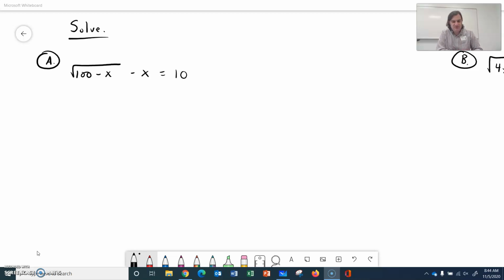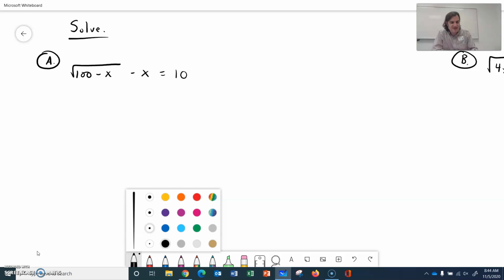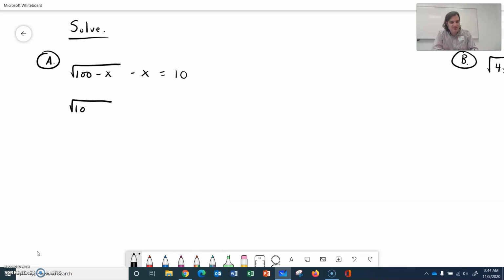So if you'll remember everything I've told you, the first thing to do is to get that root by itself. So we're going to add that x to both sides. So we will still have 100 minus x on the left, but on the right, we will have x plus 10. And the reason we get it by itself is so that we can get rid of the root by raising it to a power. In this case, since it's a square root, we're going to square the left side. But if we do it to the left, we have to do it to the right, so we will square that side as well. So when we square a square root, it knocks itself out.